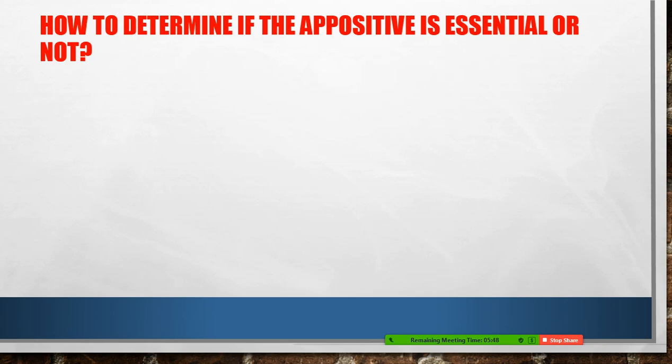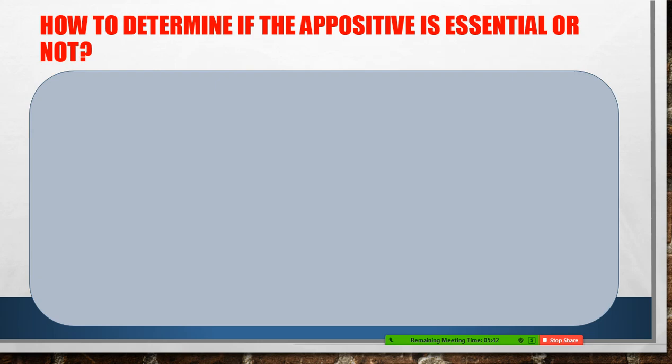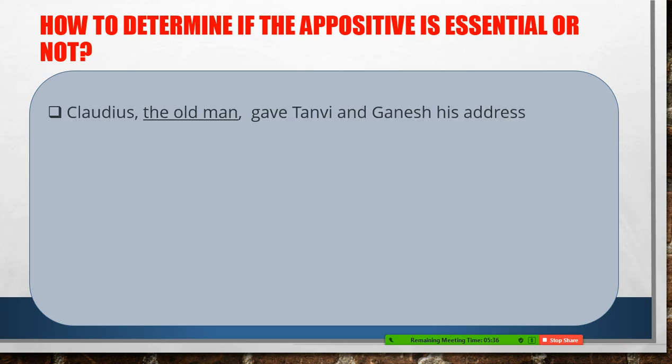How can I tell that this appositive phrase is essential or not? If it is non-essential, I can put a comma to separate it or exclude it from the rest of the sentence. If you look at this sentence, Claudius, the old man, gave Tanvi and Ganesh his address. If you find a sentence like that, you have to ask yourself a question. Now, where is the appositive phrase here? Anyone can answer, by the way. The old man. Of course, the old man.